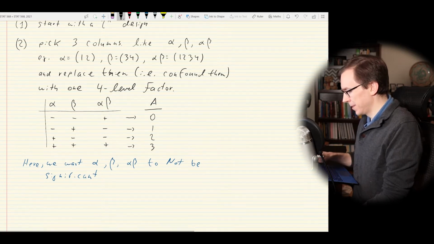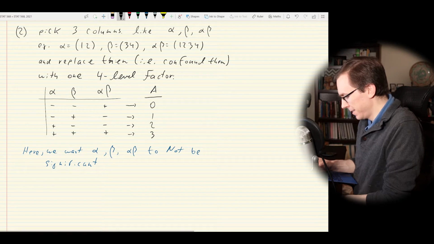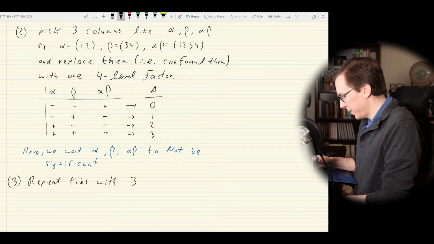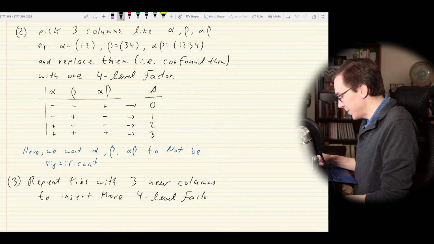And then the point is for 3, we can repeat this with 3 new columns to insert more 4-level factors. So we can do this more than once.